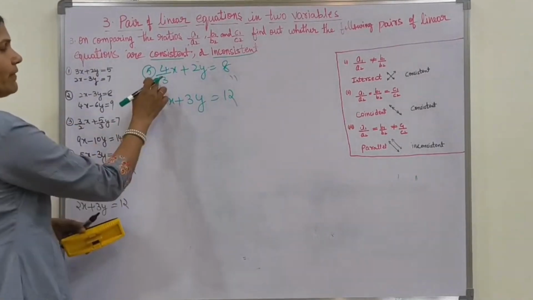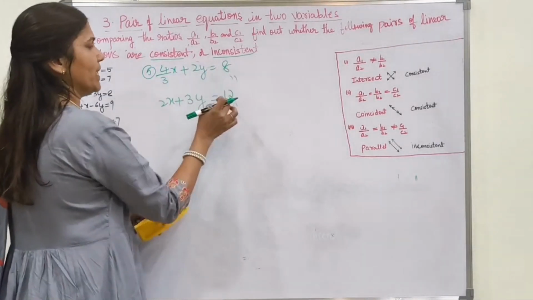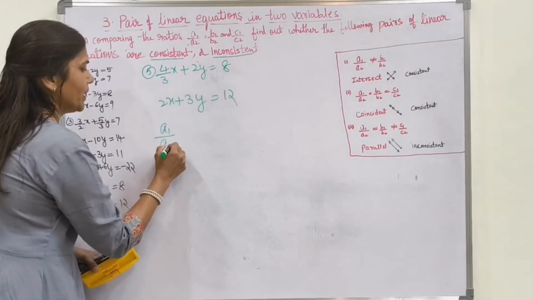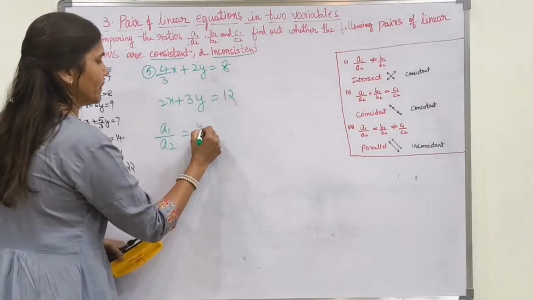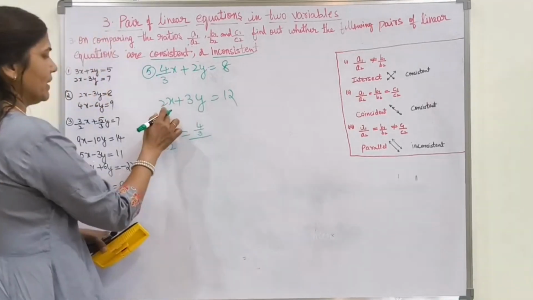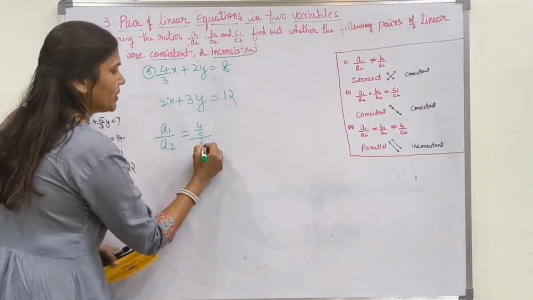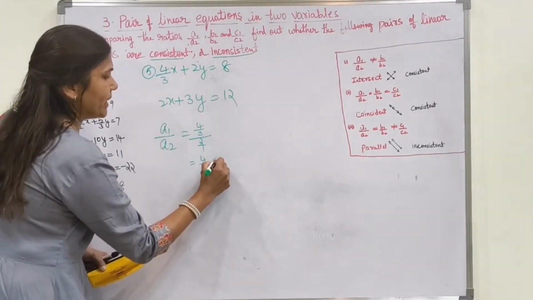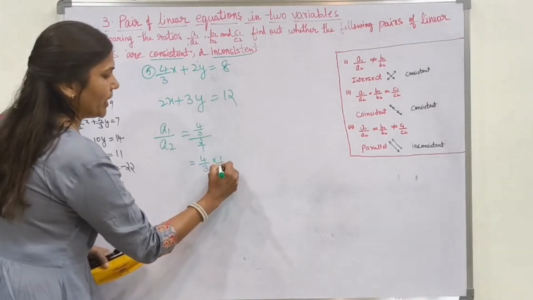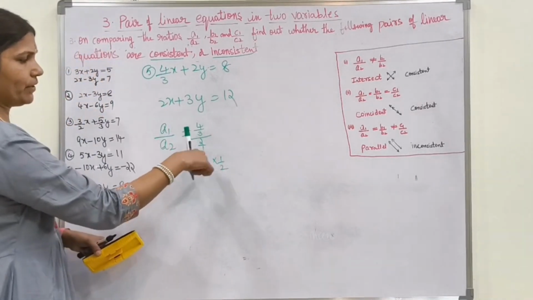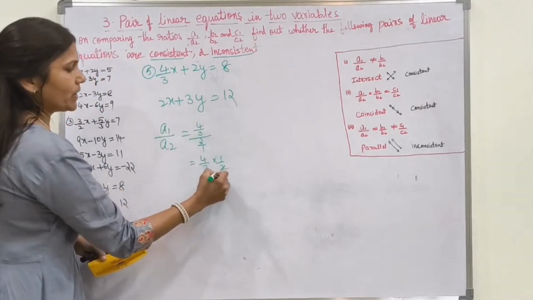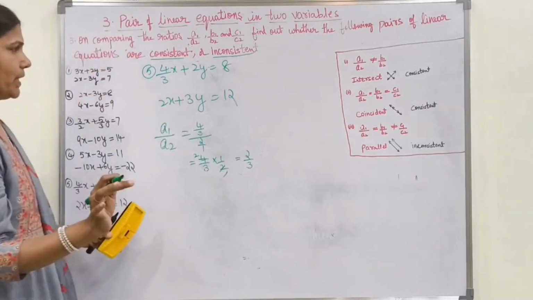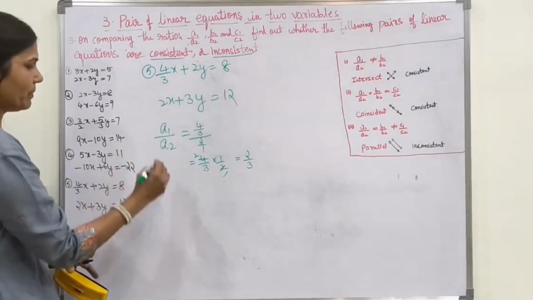So A1 by A2, B1 by B2, C1 by C2 we will do. First I am writing A1 by A2. A1 means 4 by 3 divided by A2 which is 2. Down nothing means you take 1. We will simplify this one. 4 by 3 into the down one's reciprocal, 1 by 2. Are you clear? 2 1s are 2, 2 2s are 4. What is the answer? 2 by 3 is the answer. Are you clear?